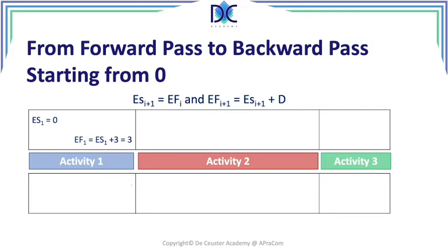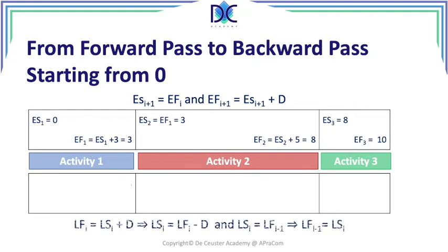And now we can find the early start of activity 2, which is equal to the early finish of activity 1, which is 3. And we find the early finish of activity 2, which is equal to the early start of 2 plus 5, gives us 8, same number that we had before. For activity 3, now we can say the early start of 3 is equal to the early finish of 2, which is equal to 8. And the early finish of 3 is 8 plus 2, which is equal to 10.